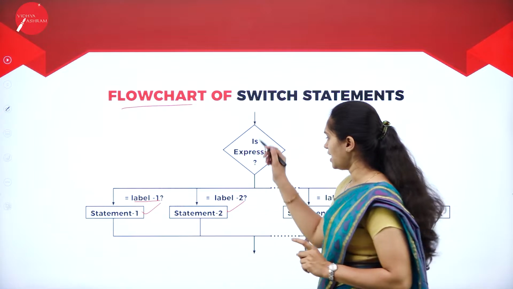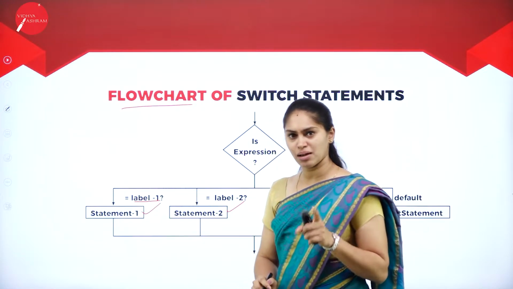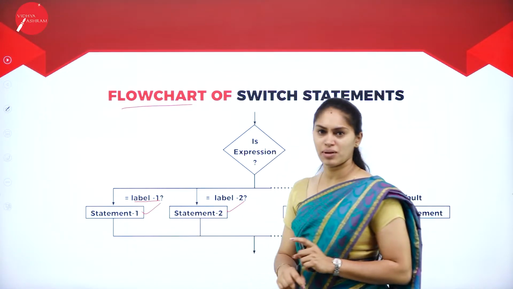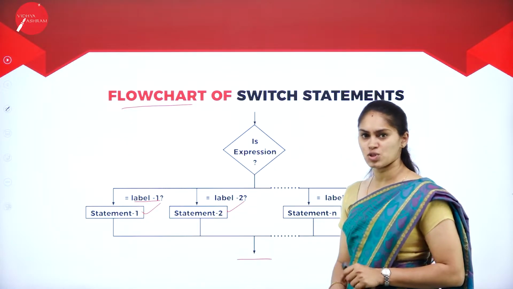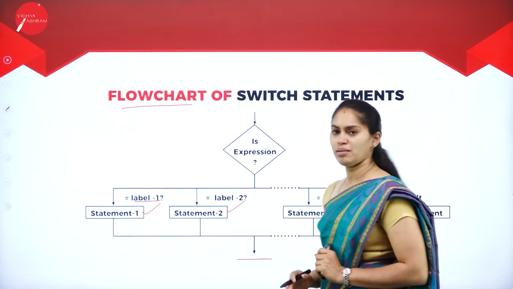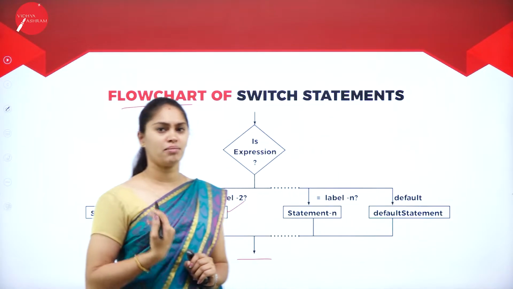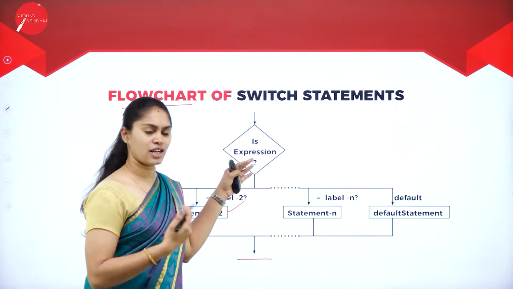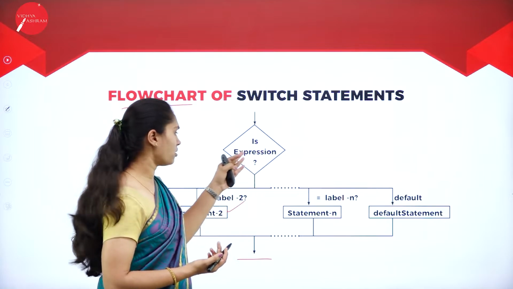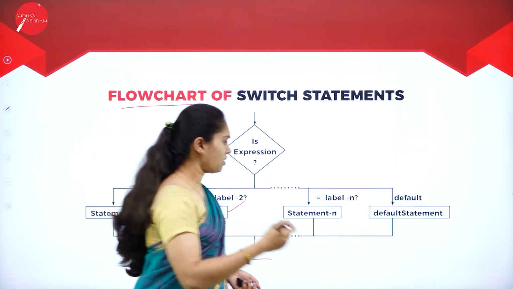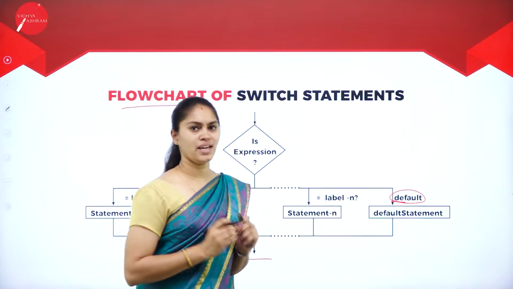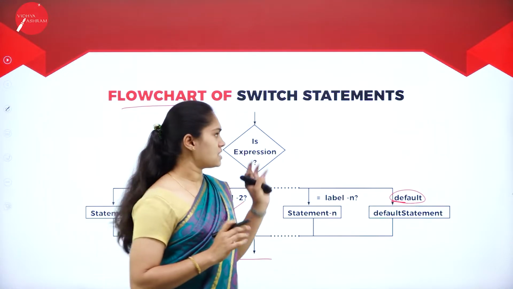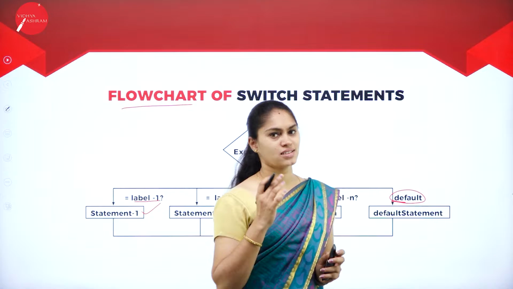But one more thing: if the expression is matched with label 1, then I won't come for label 2. I will come out of the switch and execute the further statements of the program. That you have to remember. We can have n number of labels, n number of cases. If none of the cases is matching with my expression, then by default we have a default statement that will be executed. Okay, this is the flowchart of the switch statement.